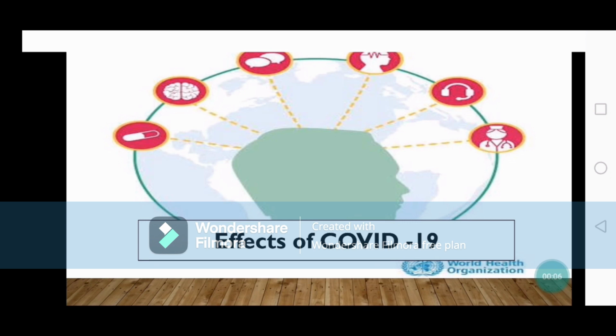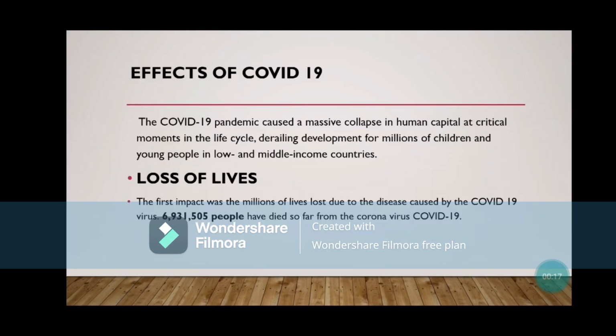COVID-19 majorly affected the environment and everything around us, including society, people, their relationships, and their financial issues. It started affecting everything. Effects of COVID-19. The COVID-19 pandemic caused a massive collapse in human capital at critical moments in the life cycle, derailing development for millions of children and young people in low and middle income countries.